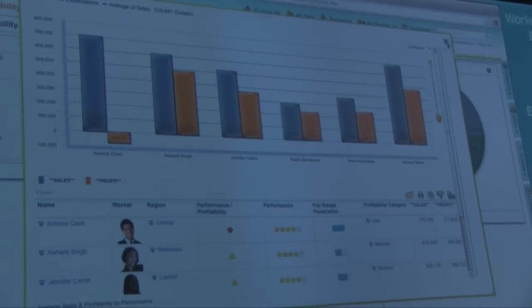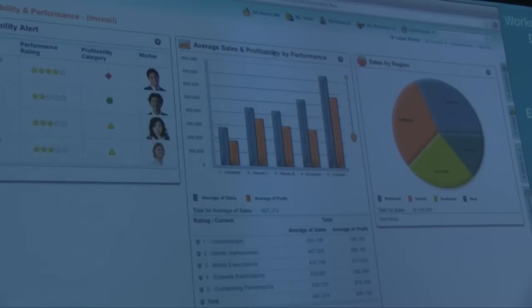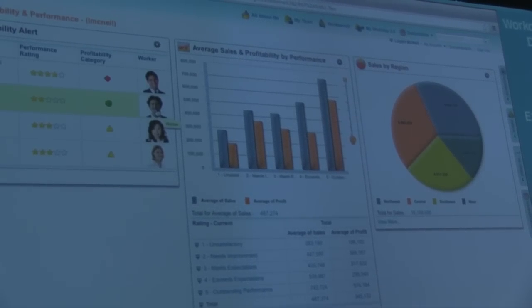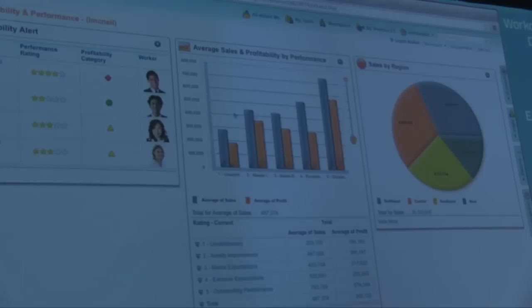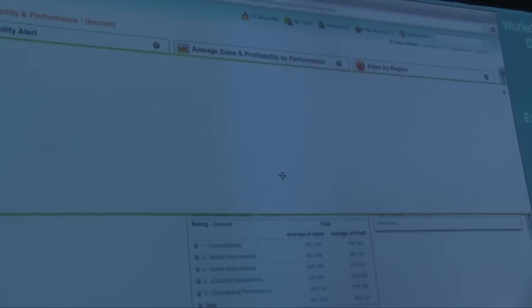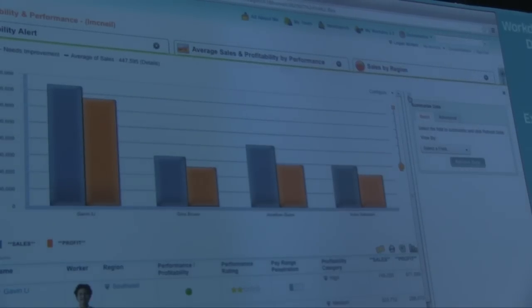Going back up, I also saw maybe a rising star. I saw Gavin, and he's got a green star. But interestingly, he's 2 out of 5 performance stars. So I can drill into the level 2 performance and see, well, why is Gavin in there and what's going on? And again, in this case, I see a lot of sales.